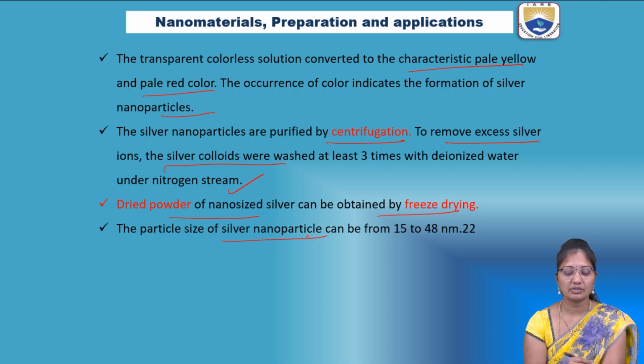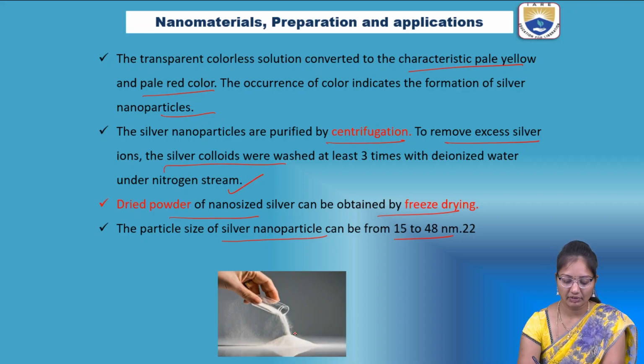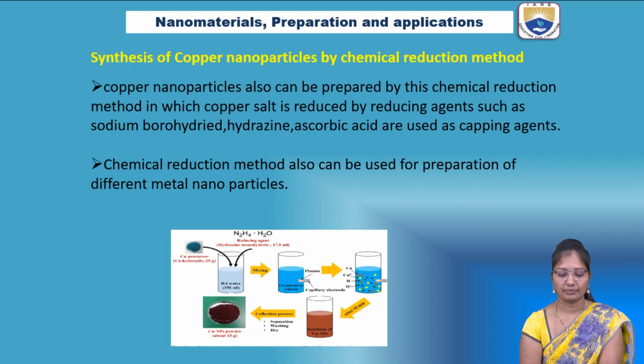The particle size of nanoparticles will be around 15 to 48 nanometers. So, this is the silver nanoparticles. After freeze drying, they have 15 to 48 nanometers of their size.